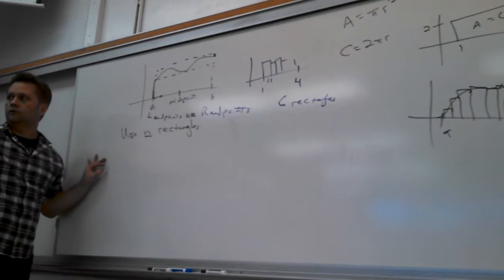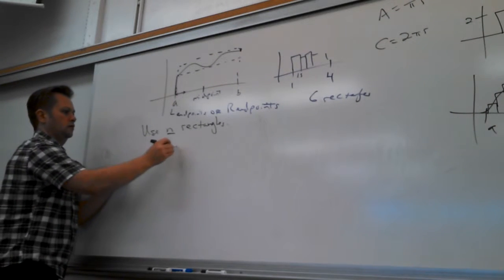So what's the formula then? Like Aaron said, I'm sorry, Aaron: B minus A, over n.